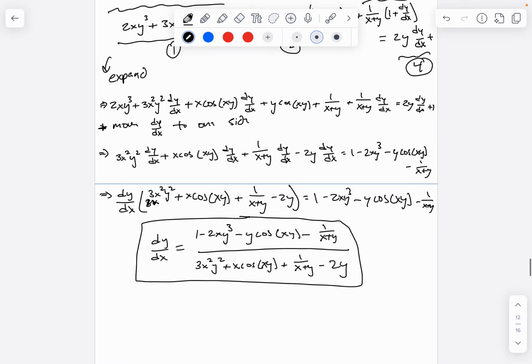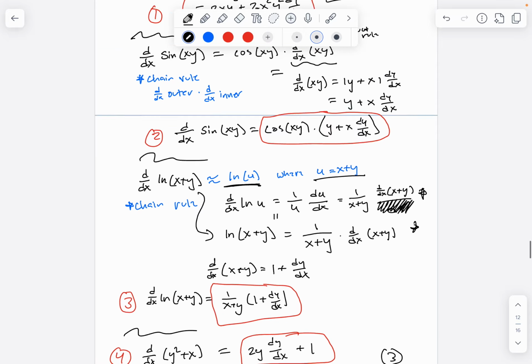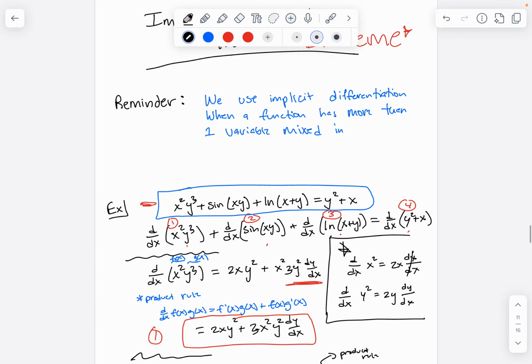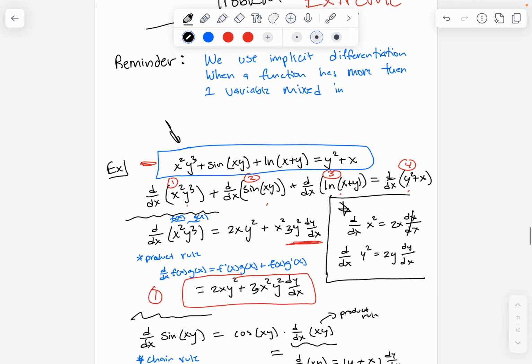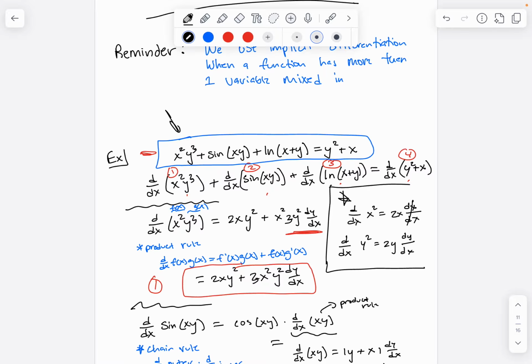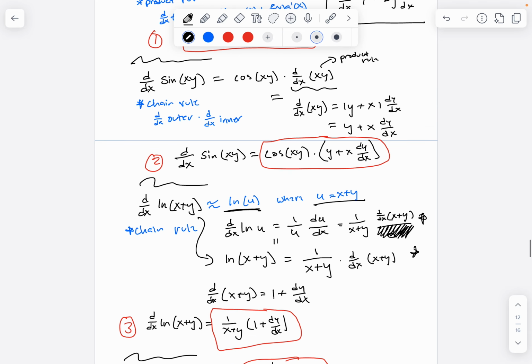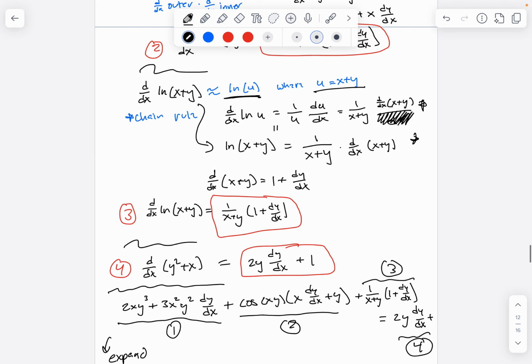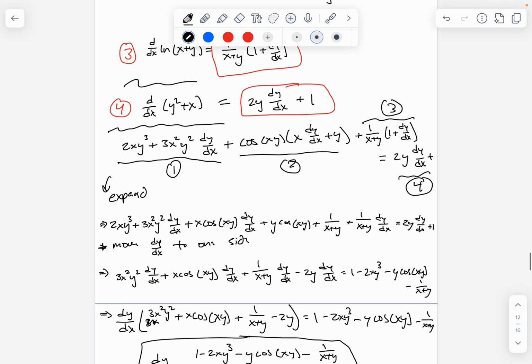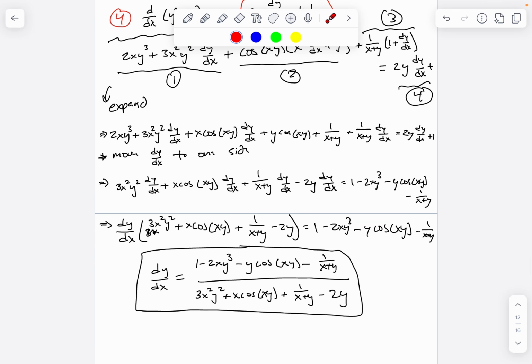So even though this was a very long and tedious process, I hope that made solving all types of derivatives easier when you have a problem of this difficulty and this many terms. Don't panic. Split it up into as many components as you need. Treat each component individually due to the linearity rule where you can just add them all up, and then expand them and isolate for dy dx to get your final answer.